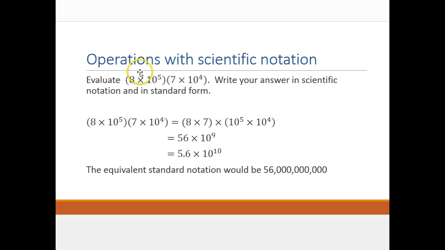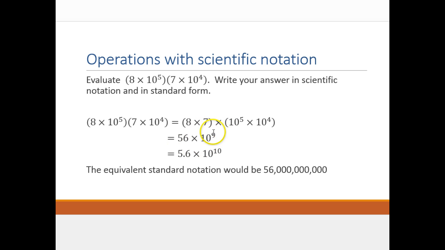So my 8 times 7 I'm going to treat separately, and my 10 to the 5th times 10 to the 4th I'm going to treat separately. So I have 8 times 10 to the 5th times 7 times 10 to the 4th. I'm going to take the 8 and the 7 and multiply them together, and then multiply that by 10 to the 5th and 10 to the 4th. Well, 8 times 7 is simply 56, and 10 to the 5th and 10 to the 4th is 10 to the 9th. I simply add the exponents.